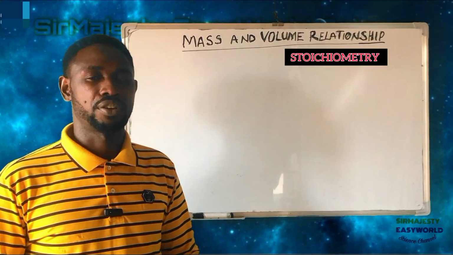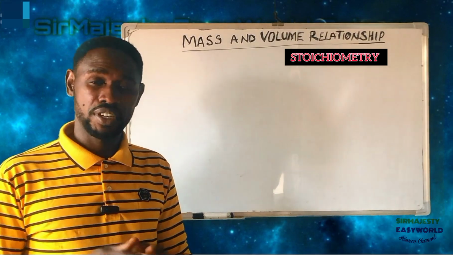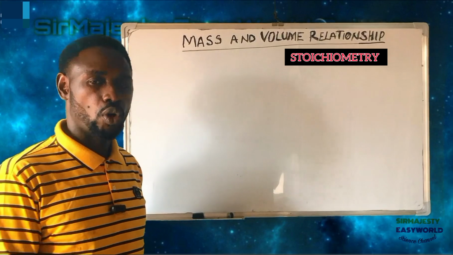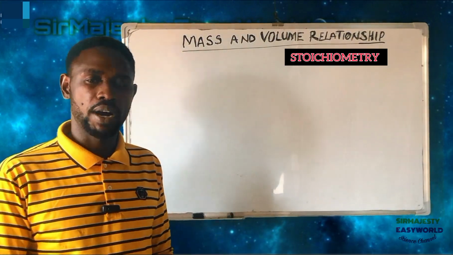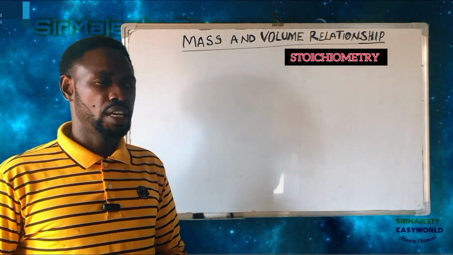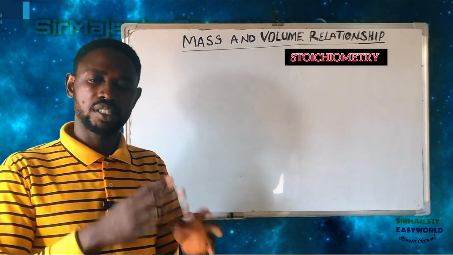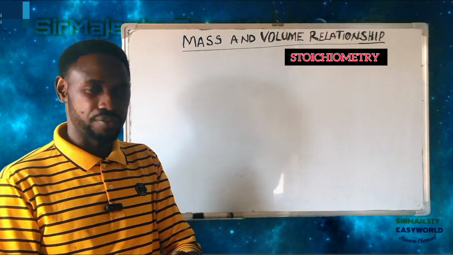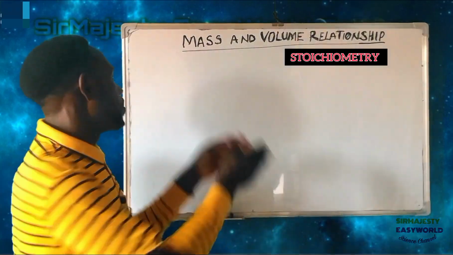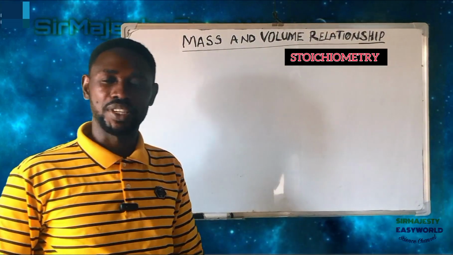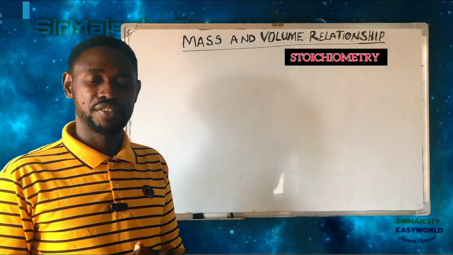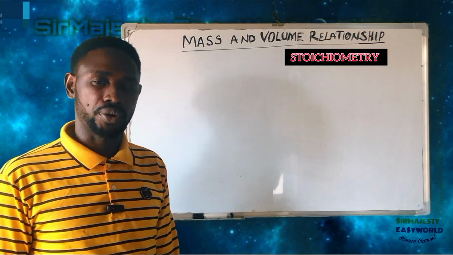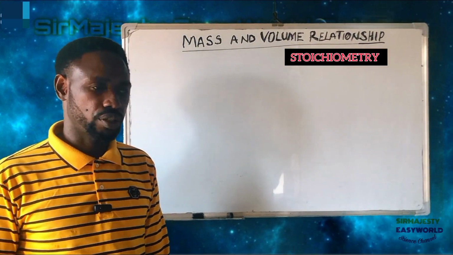In chemistry, stoichiometry is defined as the relative proportions in which substances react or in which elements combine to form compounds. It studies the quantitative relationship. And when we say quantitative, how can we measure quantity? Mass and volume. So it studies the quantitative relationship between reactants and products in a chemical equation.